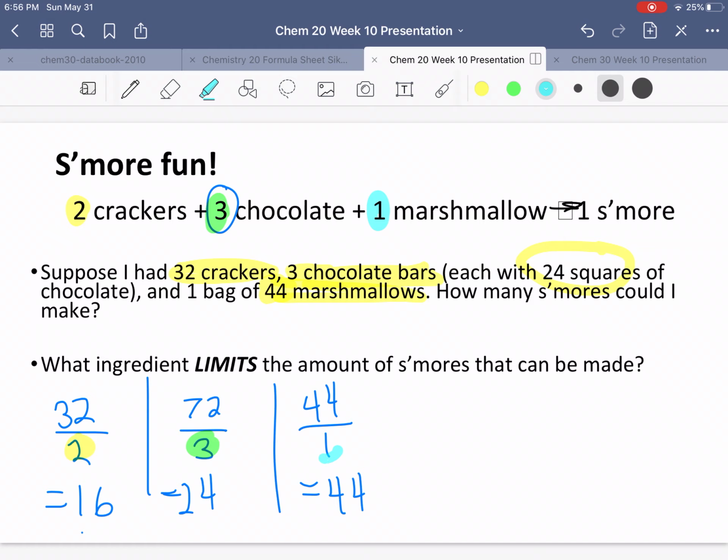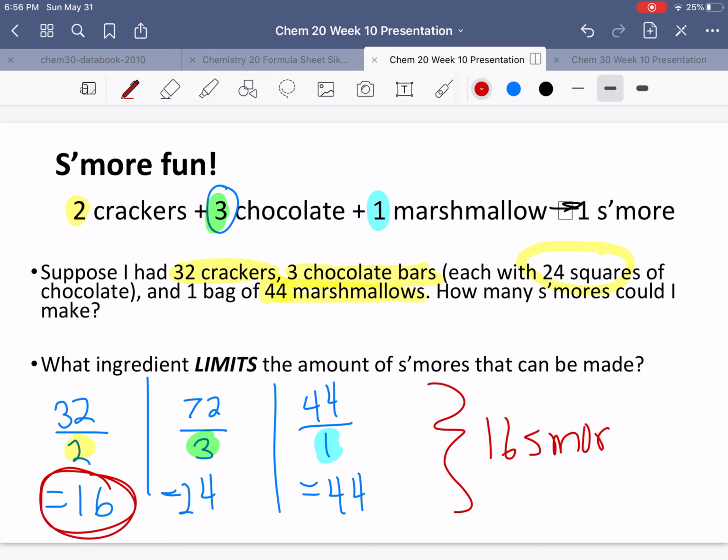1 in front of marshmallow, divide by 1. Interesting. Now, what limits it? Well, which is going to get used up first? Which is going to be gone? It's going to be the crackers. So crackers limits it, therefore crackers decides how many s'mores we'll have, 16 s'mores total.